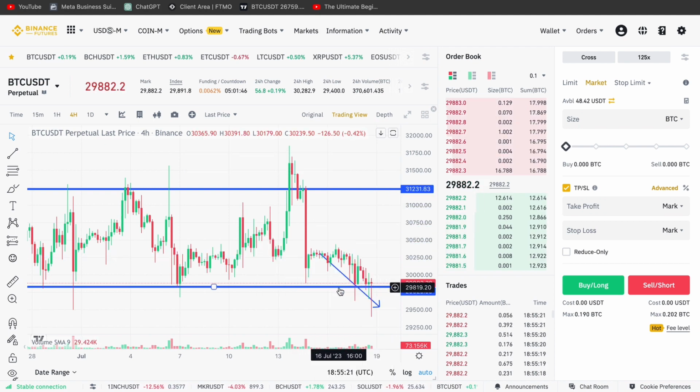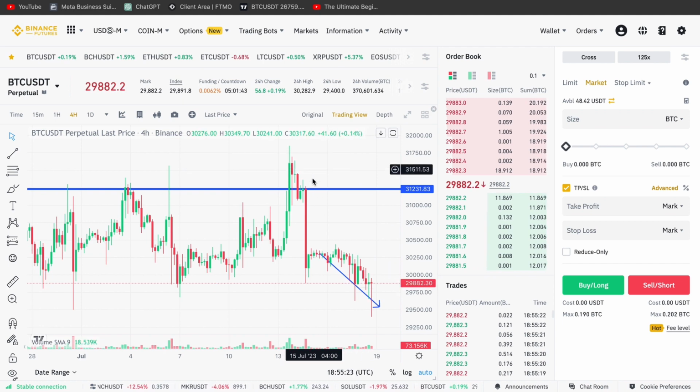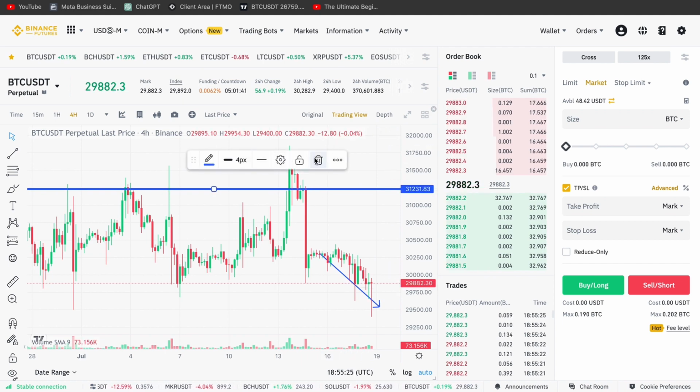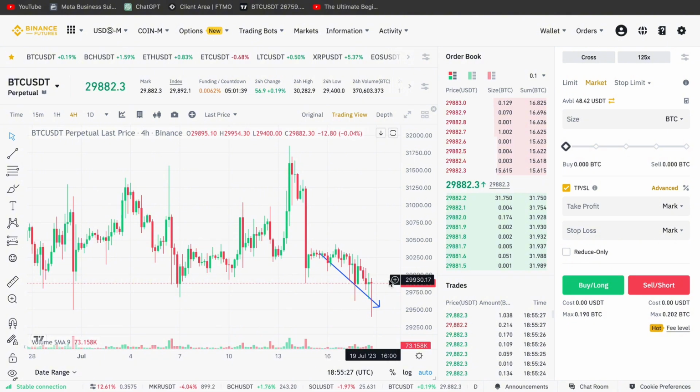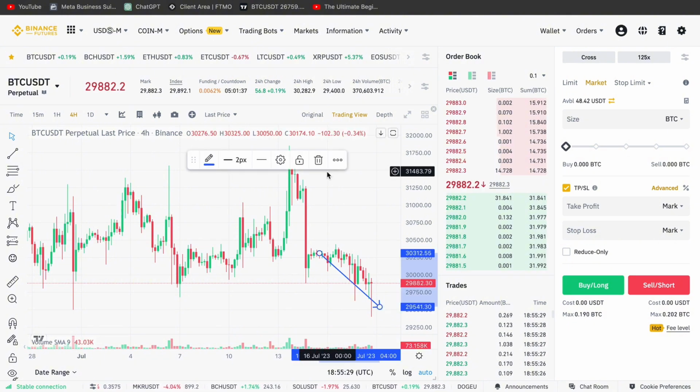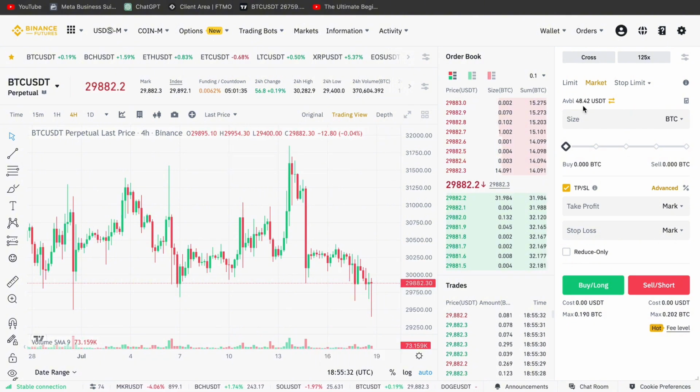So I'm going to show you how to add your moving averages and also how to add your deposit address, all these things. So it's very important you just follow my instructions. So right now we have $48 in our futures wallet. So for us to even do this, let's select the time frame that we are trading.